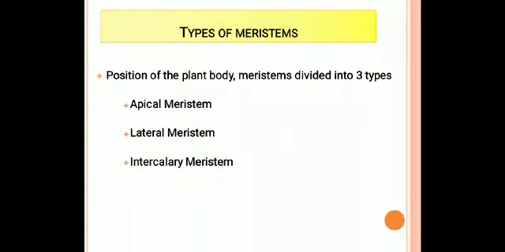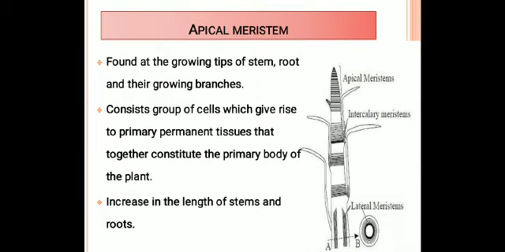Good morning, students. In continuation of the meristematic tissue, we are going to discuss the types of meristem. According to the position in the plant body, meristems are divided into three types: one is the apical meristem, another is the lateral meristem, and another is the intercalary meristem. First one, apical meristem.